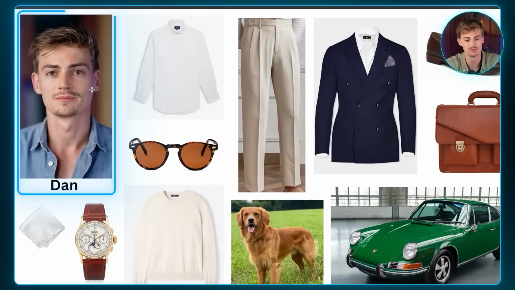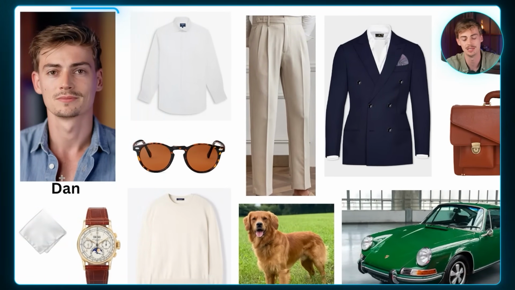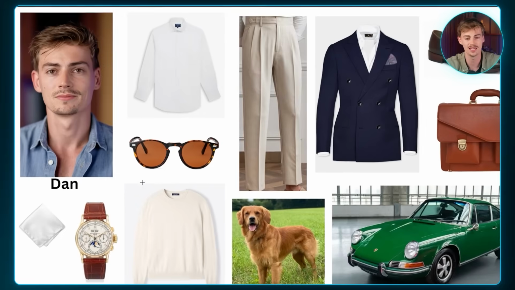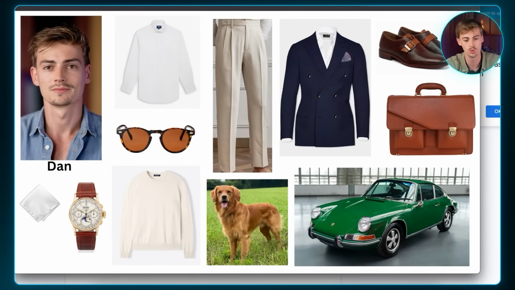So I have an image of myself and I have added my name in it. So the AI understands, like, okay, I'm referring to Dan. Then I've added a few things, like I've added this watch, this jacket, these sunglasses, this dog, this Porsche, these shoes, this jacket, and these pants, and this suitcase. Now, everything in this image can be combined into one. The way that works is very, very simple.